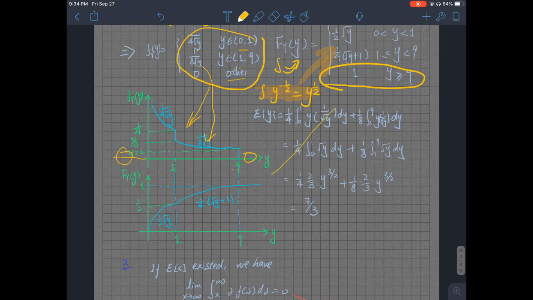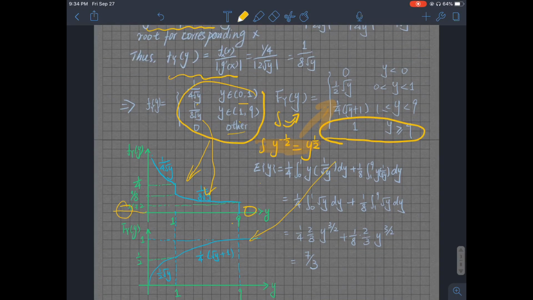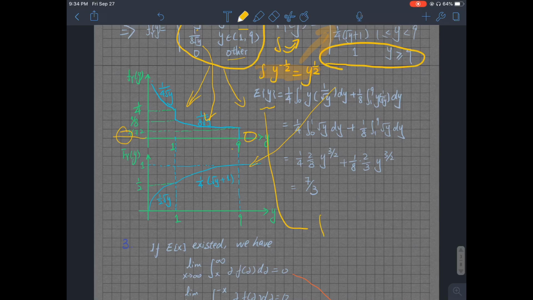This is the same here. And for the last part, we need to calculate the expectation of y. We use this: the expectation is the integral from minus infinity to infinity of y times f_Y(y) dy. So we just plug in f_Y(y) and calculate the accumulation, then we can get the result.